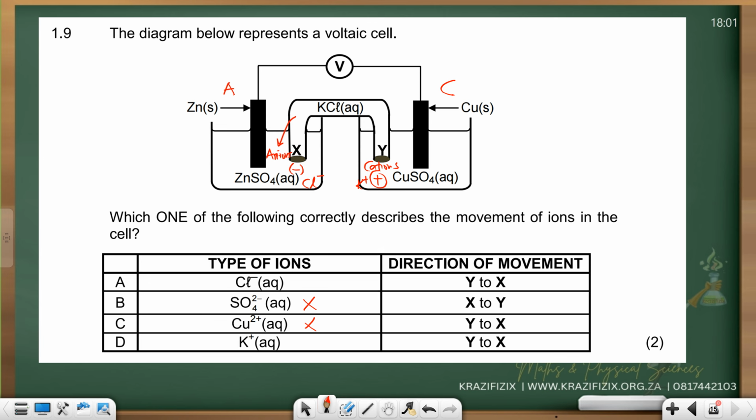Wait, what are they saying? Which one of the following describes? Oh, so we look at Cl and we tell where it's going to, right? So we know Cl is moving to what? X. So the option is what? A. Make sense? Anions will go to the anode and cations will go to the cathode.